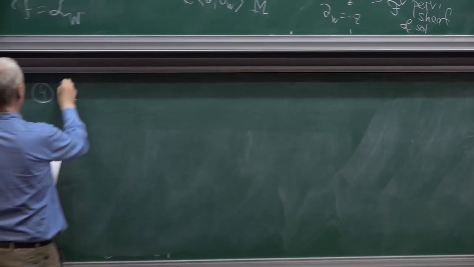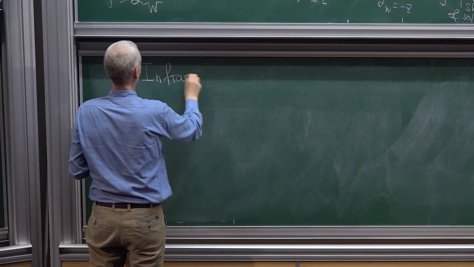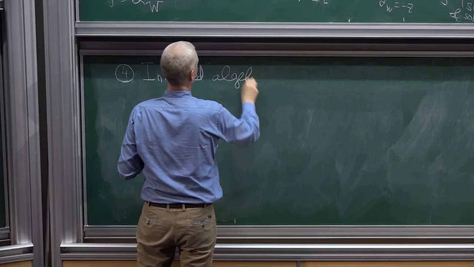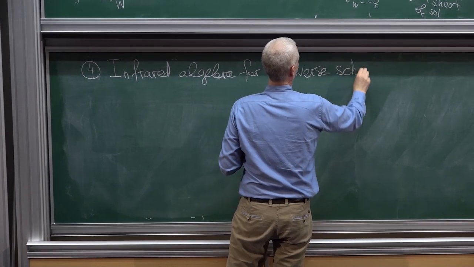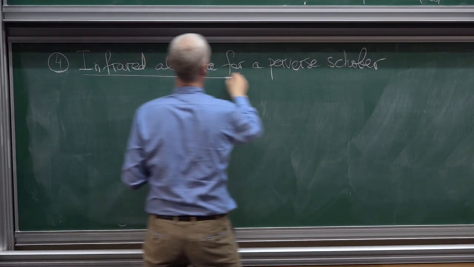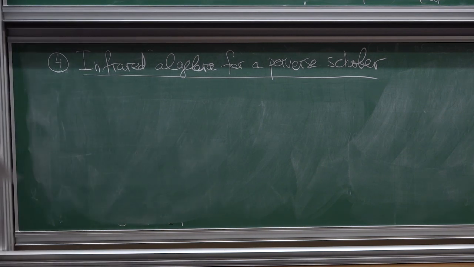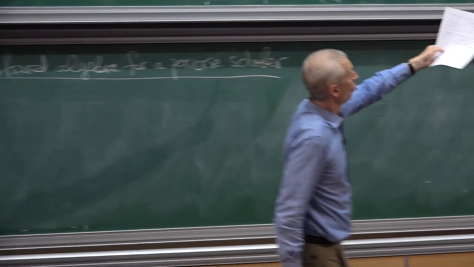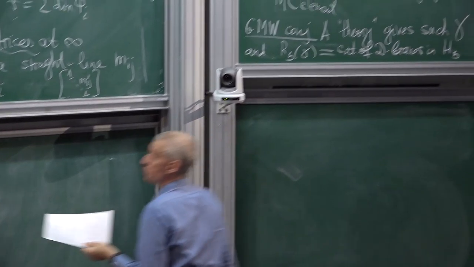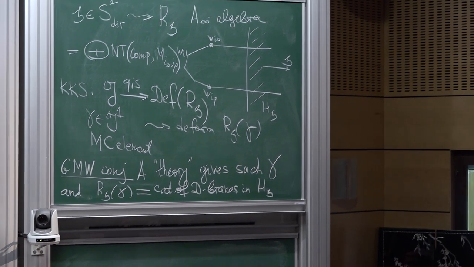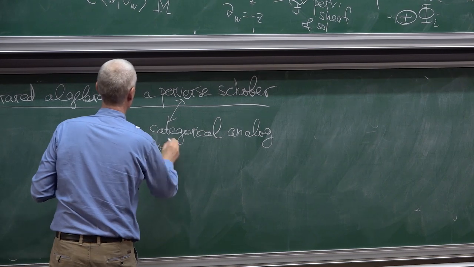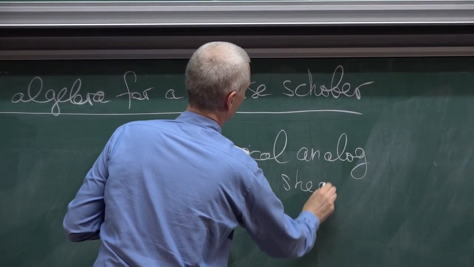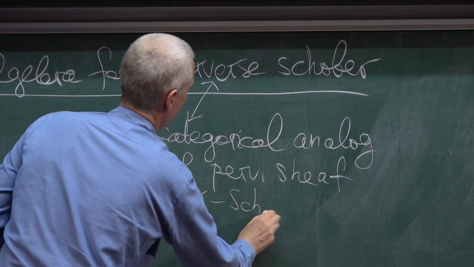So now almost the final part would be infrared. Basically here our point is that one can do all this theory given a categorified perverse sheaf. So a perverse Schober is the categorical analog of a perverse sheaf, which was introduced in joint work with Vadim Schechtman.